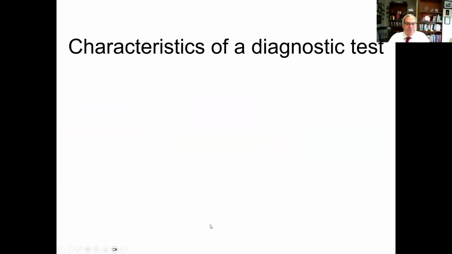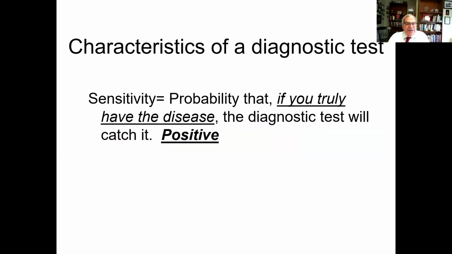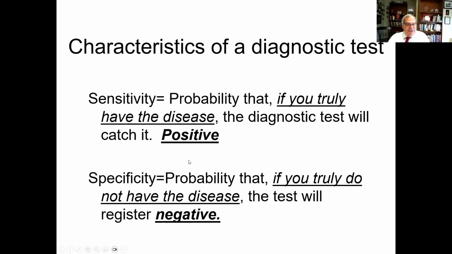And we're going to do a little bit more. So let's think about the characteristics of a diagnostic test. First, the sensitivity: the probability that if you truly have the disease, the diagnostic test will catch it. So you're evaluating the test that's been put before you, or the test that you're going to consider implementing. The sensitivity you're interested in is that if you truly have the disease, the diagnostic test will catch it. It'll be positive. Specificity, on the other hand, is the probability that if you do not have the disease, the test will register negative.